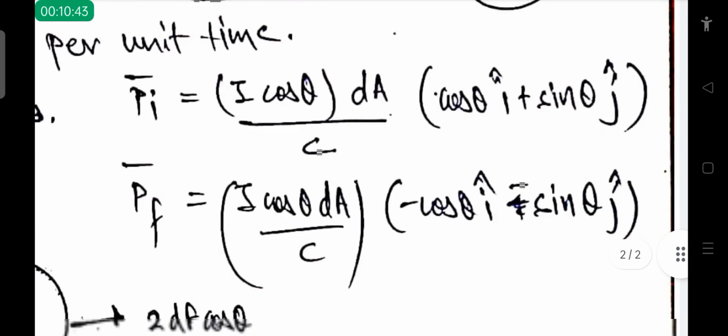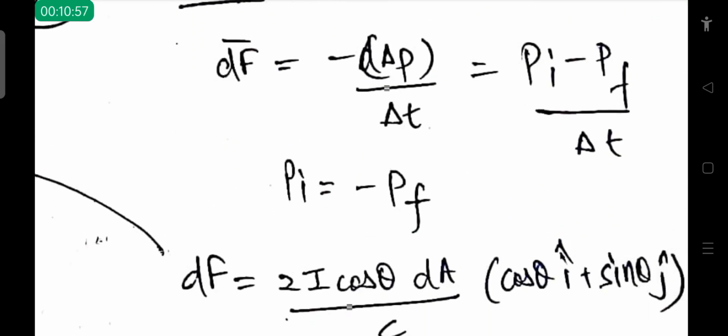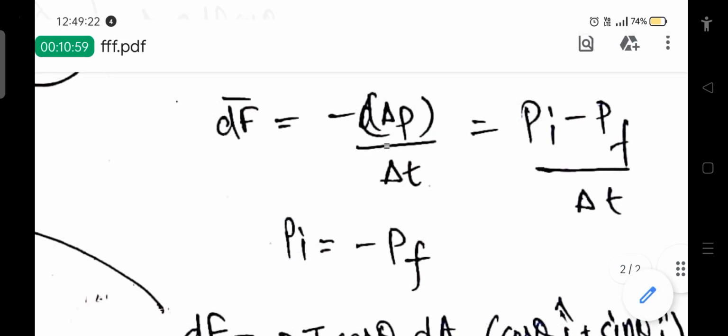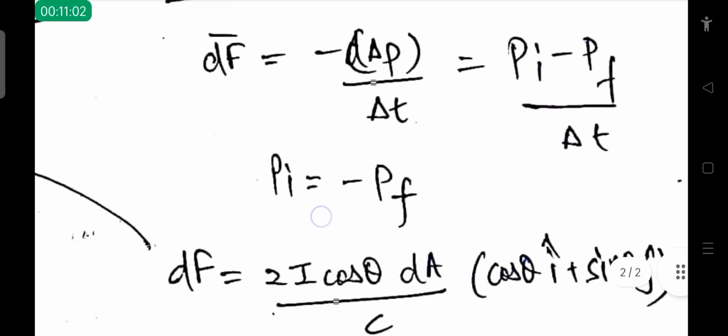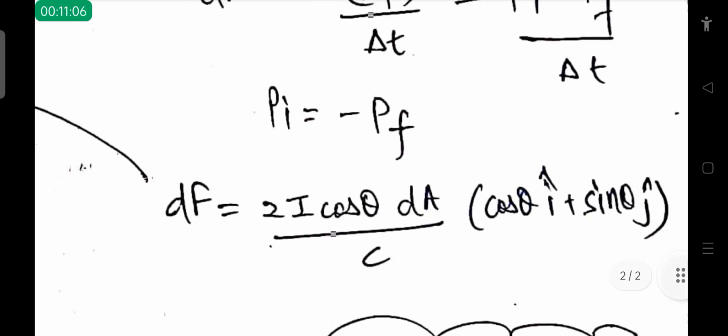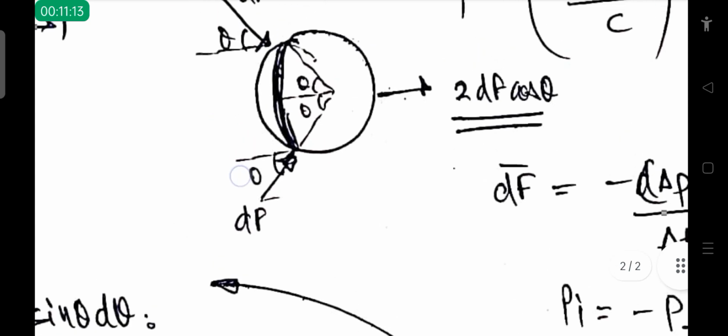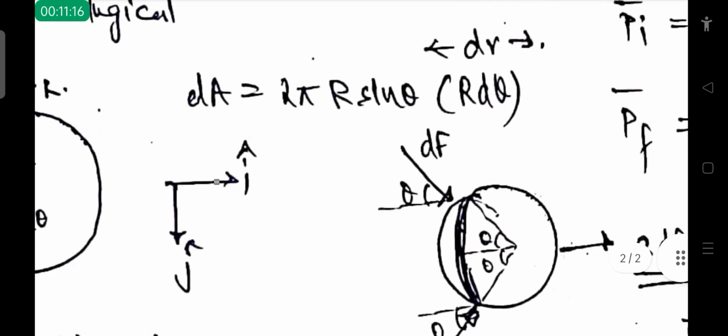Now from these two observations, if you observe this momentum and this momentum, pi is equal to the negative of pf. If we take out the negative sign from here, pi is the negative of pf. So if we substitute this here, we will get dF is equal to 2 pi by delta t, which is 2 I cos theta dA by c times cos theta i cap plus sin theta j cap. And it is correct because I chose a sign convention like this.